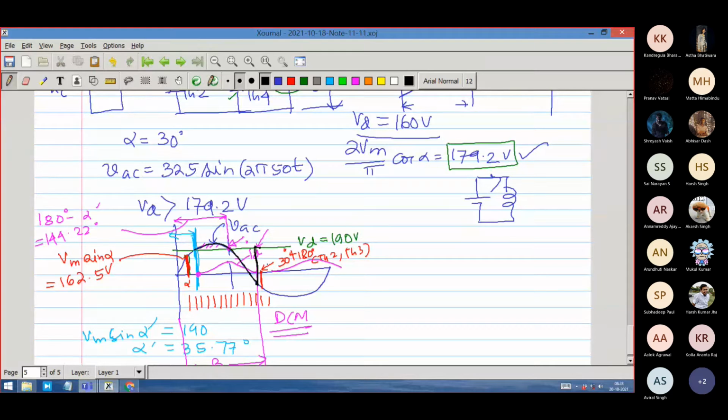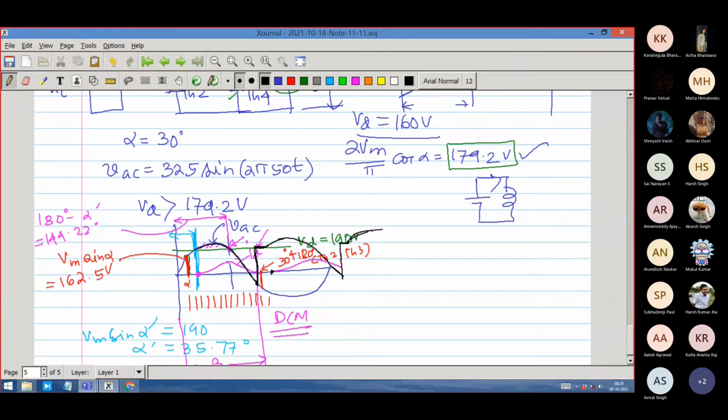It is not coming into conduction at 30 degree plus 180 degree. It will be coming into conduction at 180 degree plus 35.77 degree. That is this point. Till then, it will be 190 volt, and then when it becomes that, it will go through the rectified version of the AC voltage. That means it will go up to this, and then when it becomes discontinuous conduction mode again, it will jump back to 190 volt and stay there. Like that it will continue.